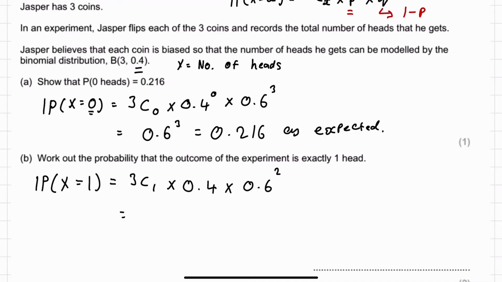So if I find that, 3C1 times 0.4 times 0.6 squared, that gets me 0.432 exactly. So that is the probability of getting 1 head in 3 trials.